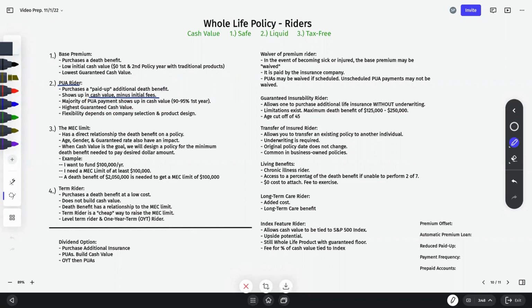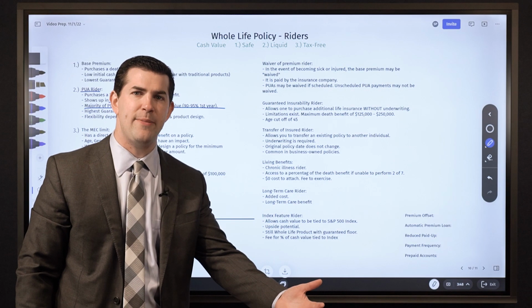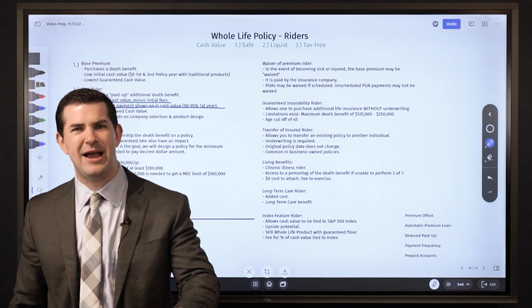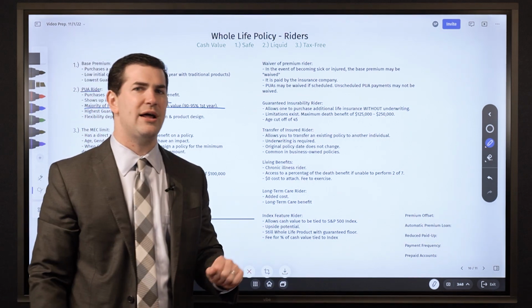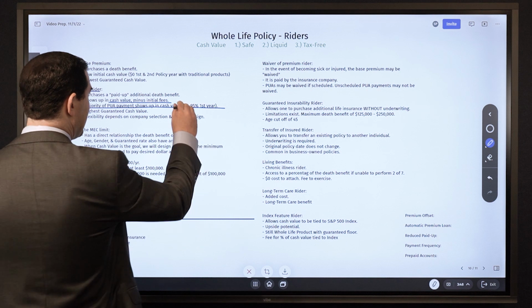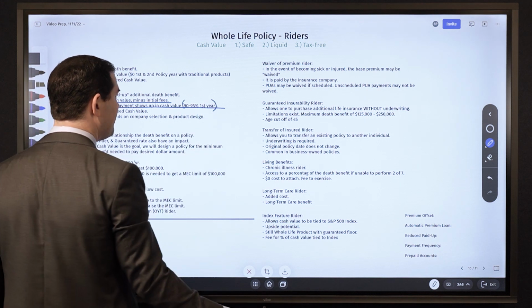So you will see PUA fees associated with whole life insurance products. The majority of PUA payments, however, net will show up in cash value immediately. It will depend on the company's PUA fee. On average, if I make a $10,000 PUA payment, I'll see anywhere between $9,000 and $9,500 immediately show up in cash value, somewhere between 90 and 95%.